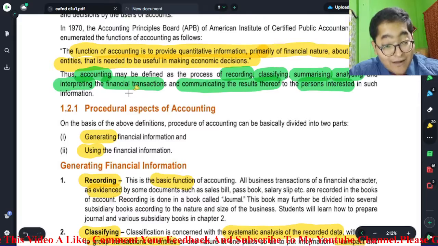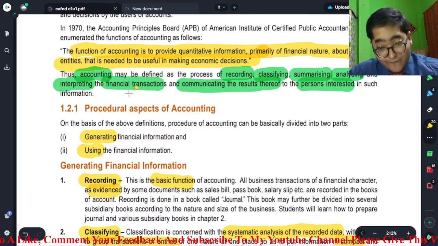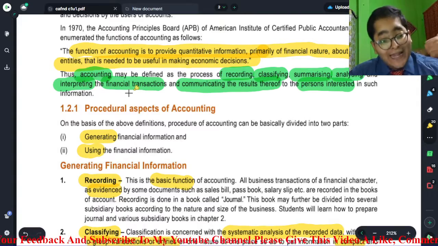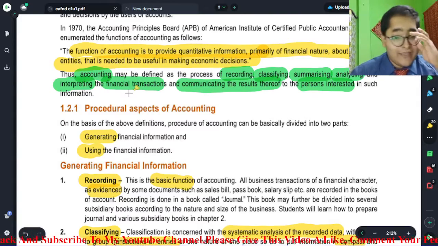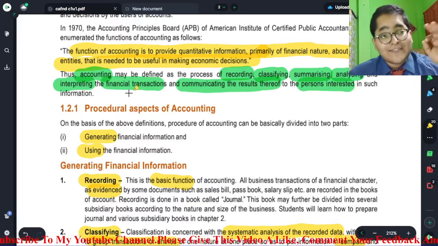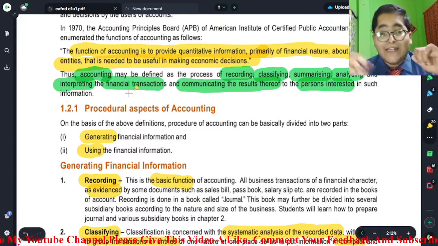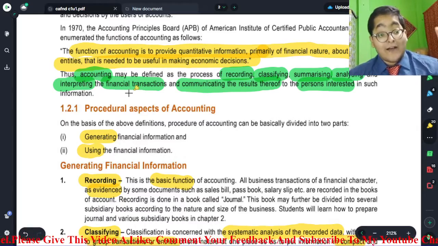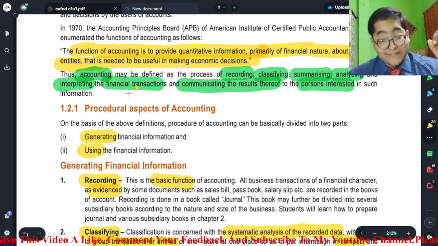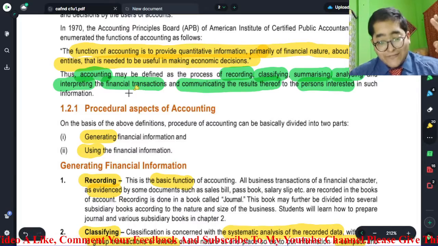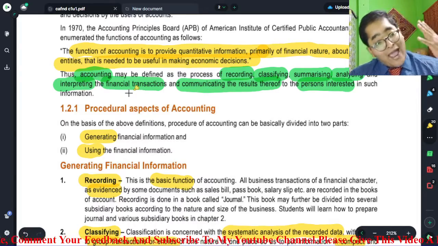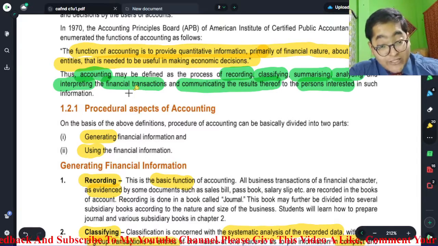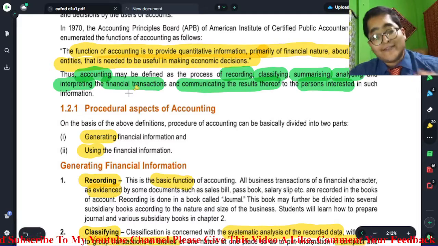So the next point: accounting may be defined as the recording, classifying, summarizing, analyzing, and interpreting of financial information. So, if there is a question, define accounting, it would be answered thus: accounting may be defined as the process of recording, classifying, summarizing, analyzing, and interpreting the financial information or financial transactions and communicating the results thereof.